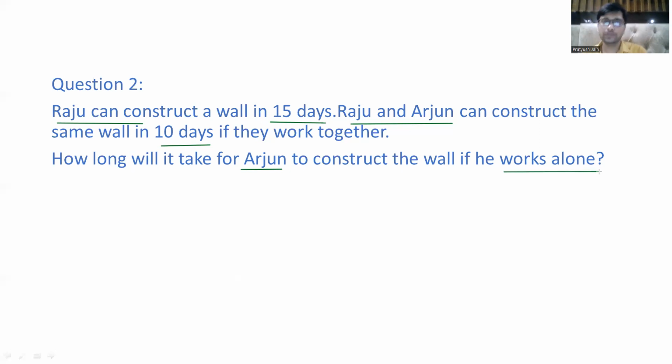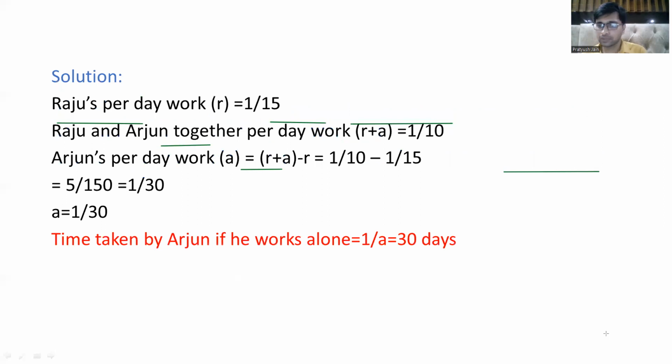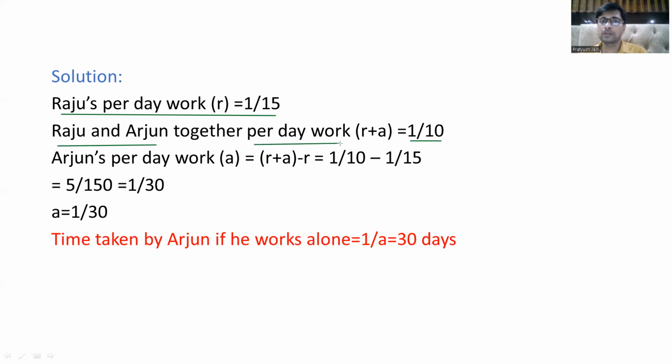That's the question, right? So I am given that Raju's per day work, or small r, is equal to 1 by 15, that is 1 upon the time taken by Raju alone. I am also given Raju and Arjun's time, which is 10 days. So their per day work will be simply 1 upon 10, which is equal to small r plus small a, the sum of their individual per day works.